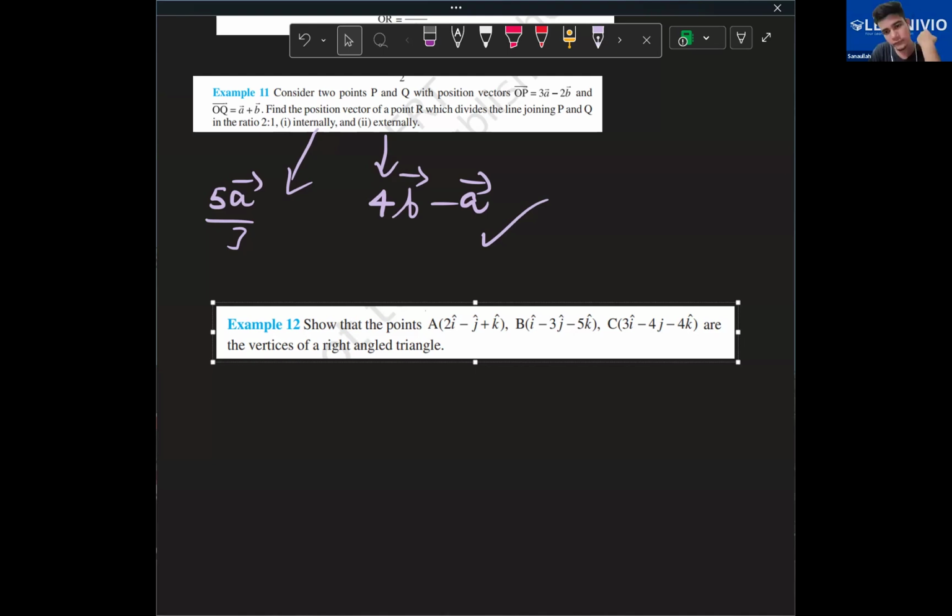If you want to prove these points belong to a right angle triangle, you have to prove the Pythagoras theorem. For that, you must find the distance. You must prove hypotenuse square is equal to base square plus perpendicular square. For that, you must know how to find the length between A and B, right? कैसे find करोगे? Solve this question and tell me how you will do this.